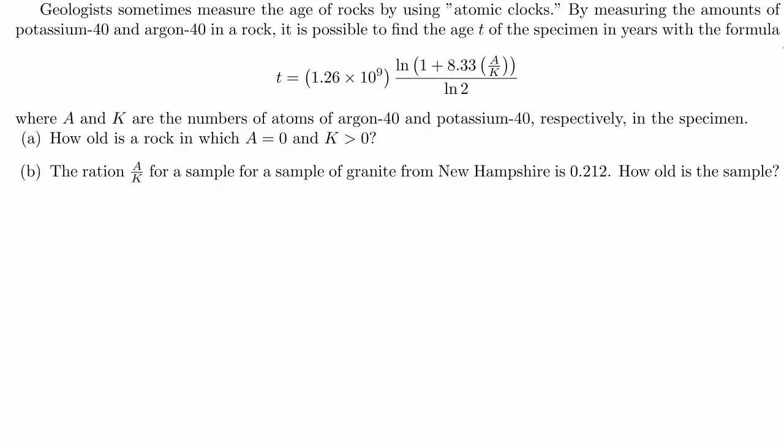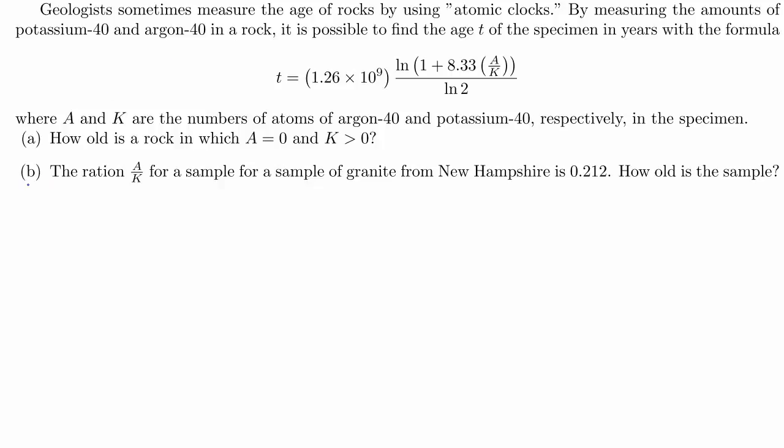How old is a rock in which A equals 0, in other words, argon-40, there is none of it, and the potassium-40 actually does exist, in other words, K is greater than 0. That's A. B is the ratio of A over K for a sample of granite from New Hampshire is 0.212, and we want to know how old is the sample.